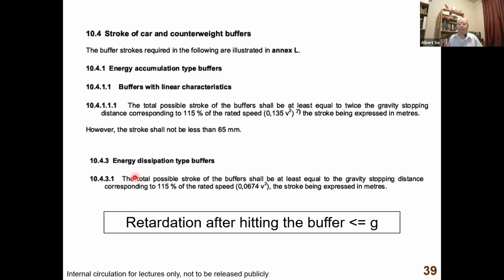And then the oil buffer is more effective, so the stroke can be shorter. It is equal to the gravity stopping distance only, so v squared over 2g, just 1.15 v squared divided by 2g. Because the energy dissipation buffer is more effective in stopping the car.